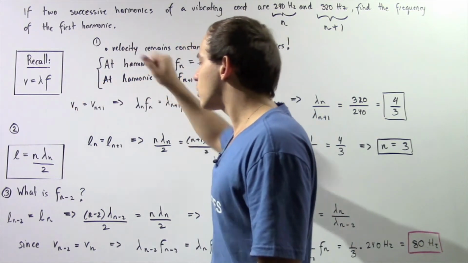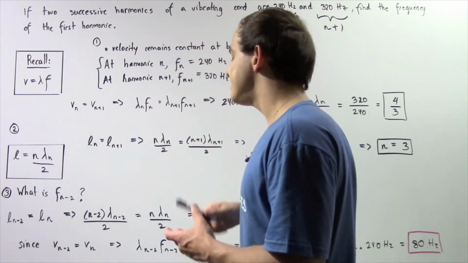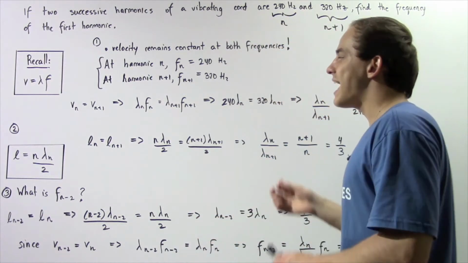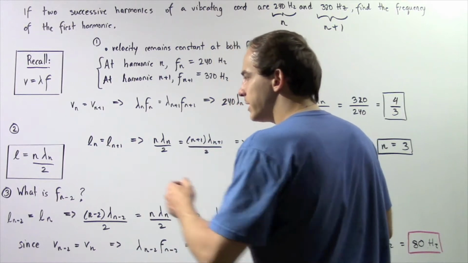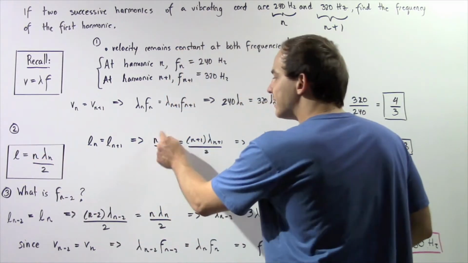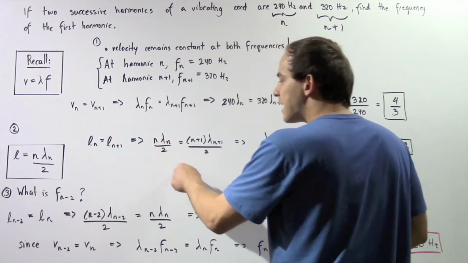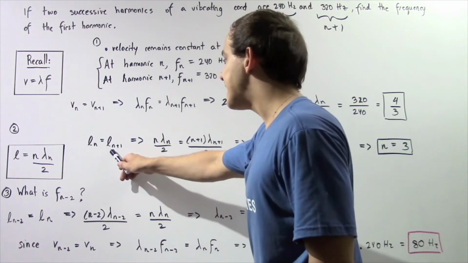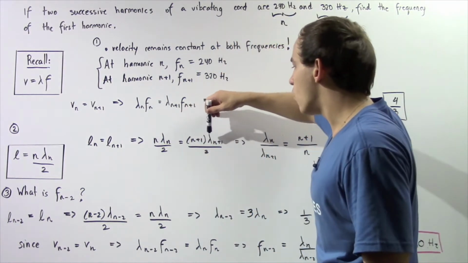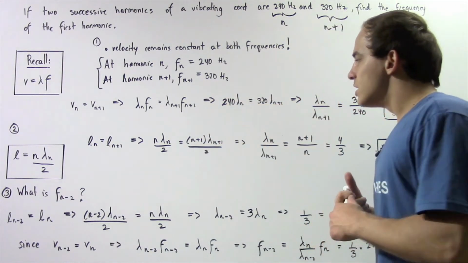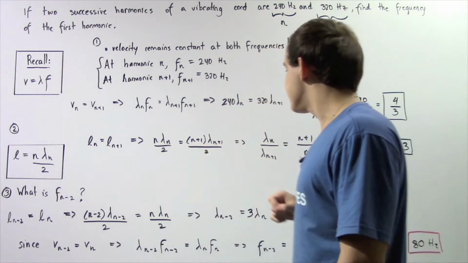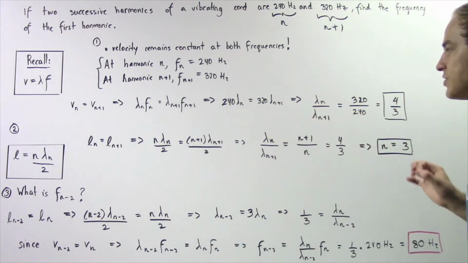So the length of our chord at the nth harmonic is equal to the length of our chord at the n plus 1 harmonic. So Ln is simply n multiplied by lambda n divided by 2, and this is equal to Ln plus 1, so n plus 1 multiplied by lambda n plus 1 divided by 2. Notice our 2's cancel and we're left with the following ratio.